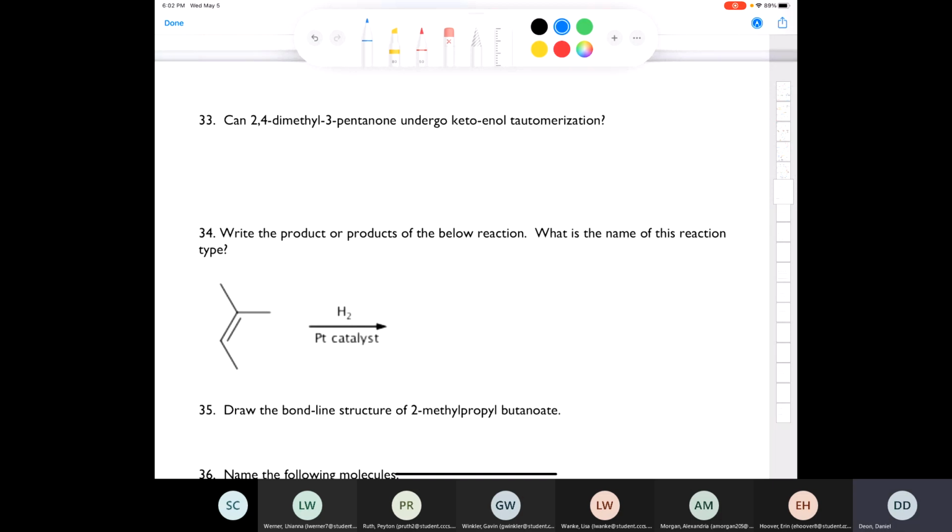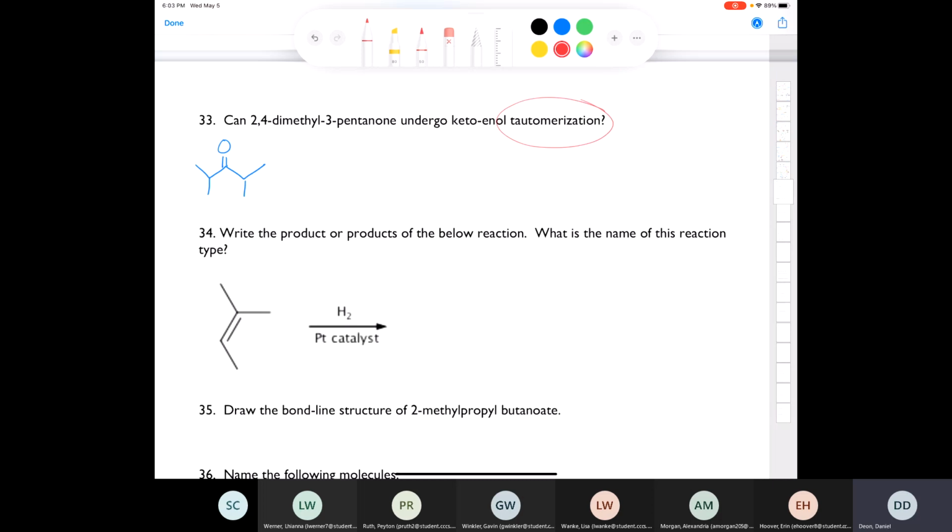Number 33, can 2,4-dimethyl-3-pentanone undergo keto-enol tautomerization? We spent a little bit of time talking about keto-enol tautomerization. If I draw this compound, 2,4-dimethyl-3-pentanone, in order for a ketone or an aldehyde to undergo keto-enol tautomerization, right?